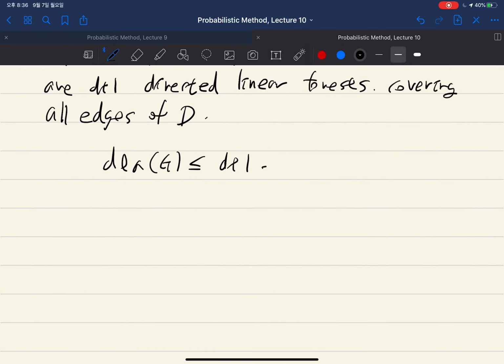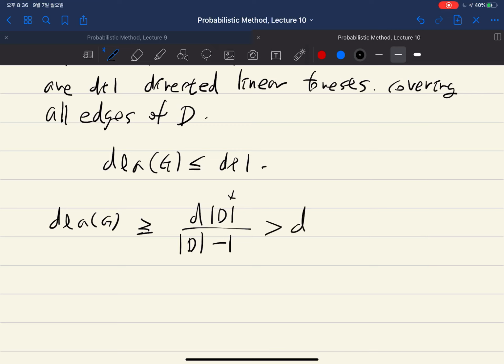And the lower bound is, as we mentioned, it has t times the number of vertices edges, and each directed forest has at most the number of vertices minus 1 edges. So this is the number of vertices. Then this is bigger than t. So it shows that this is exactly t plus 1.